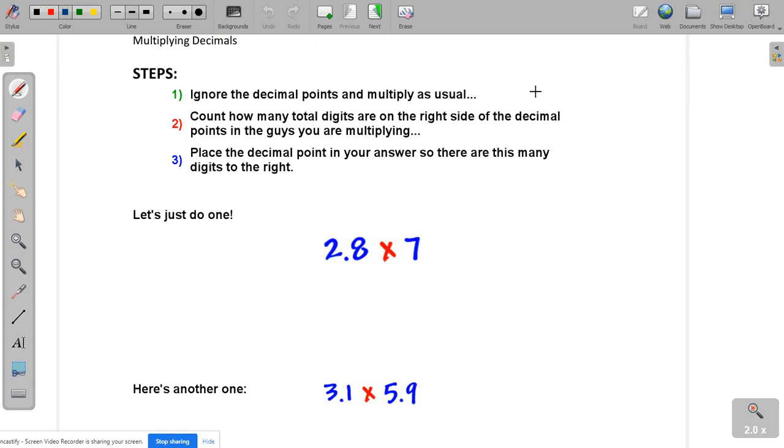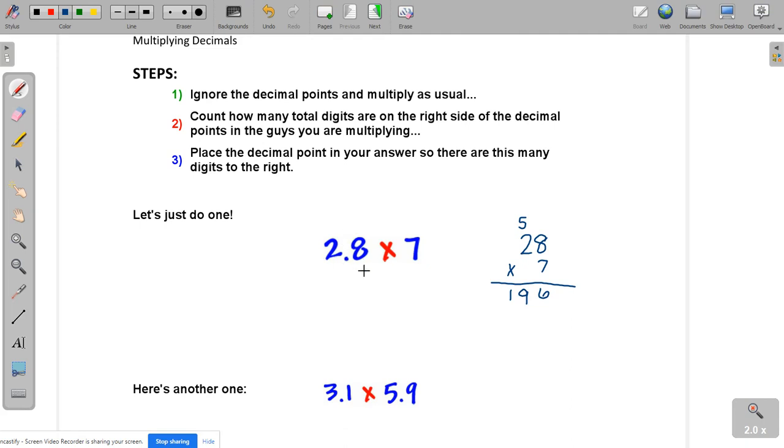We have 2.8 times 7. So we are going to multiply without the decimals. So we're going to do 28 times 7. So we do 8 times 7, and that is 56. Then 7 times 2 plus 5 is 19. So we multiplied without our decimal.